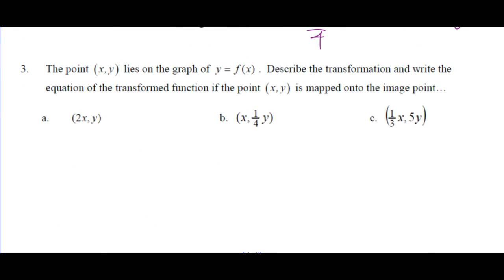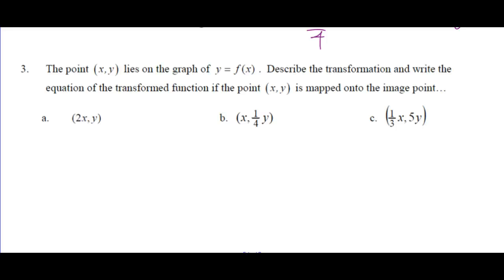The point (x, y) lies on the graph y = f(x). Describe the stretch transformation and write the equation of the transformed graph if the point (x, y) is mapped onto the image point. So now you're getting the image point. Remember, the image point does exactly what you think it does. Like (2x, y) says you are going to do a horizontal stretch by a factor of 2.